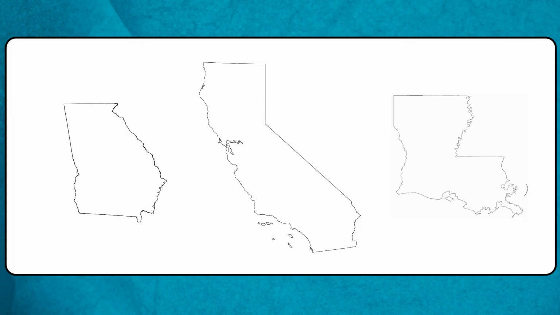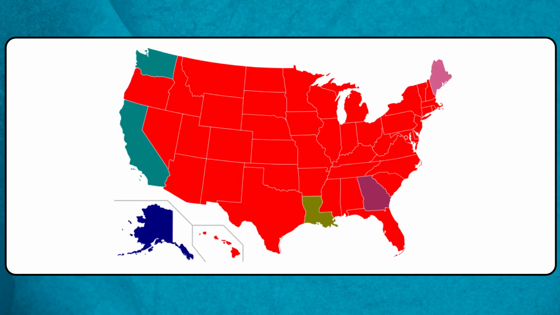As illustrated by this map, while the vast majority of US states use the standard version of first past the post, states like California, Washington, Georgia, and Louisiana use a variation of the system, and even some states like Maine and Alaska, and many local governments, don't even use first past the post for their general elections at all.